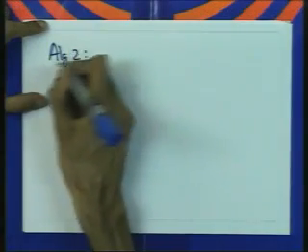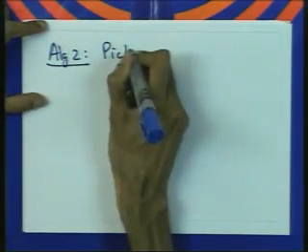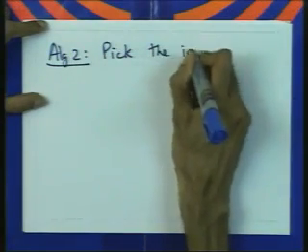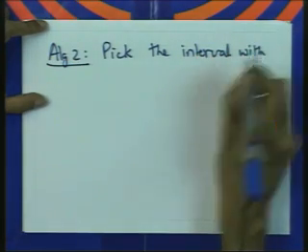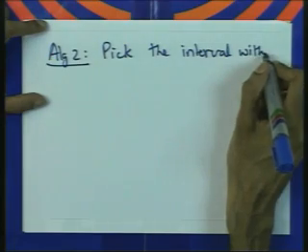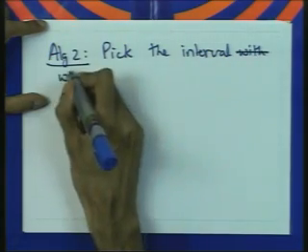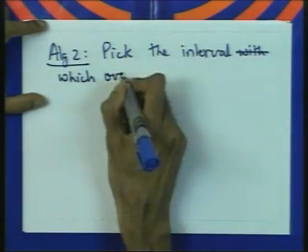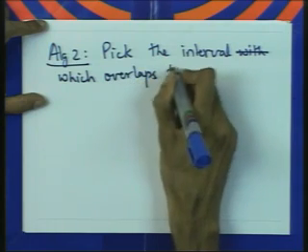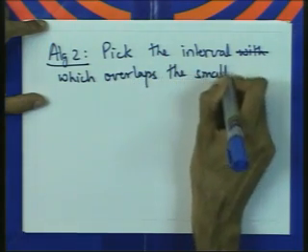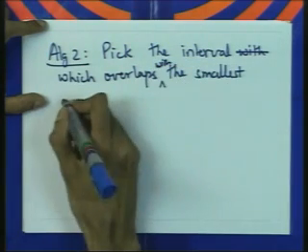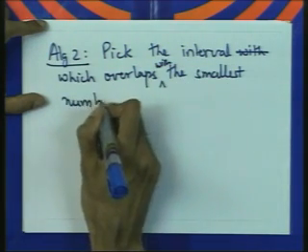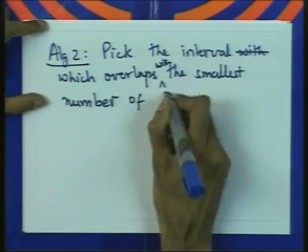So here is algorithm 2. Pick the interval which overlaps with the smallest number of intervals.